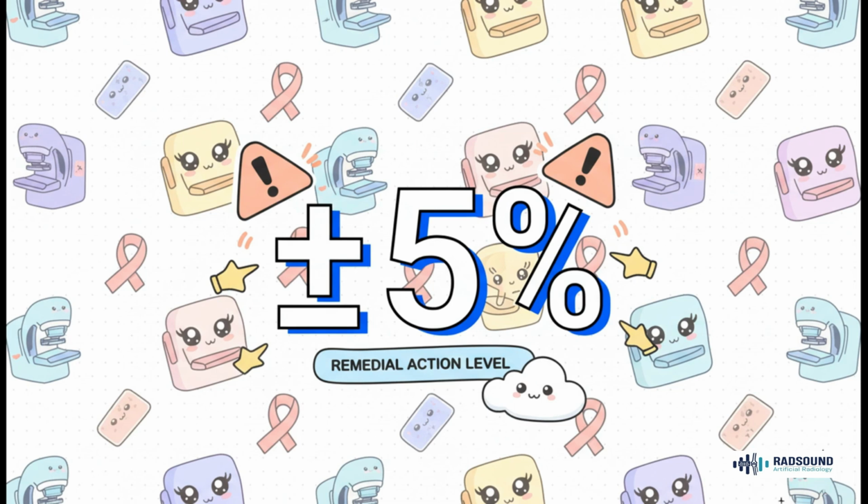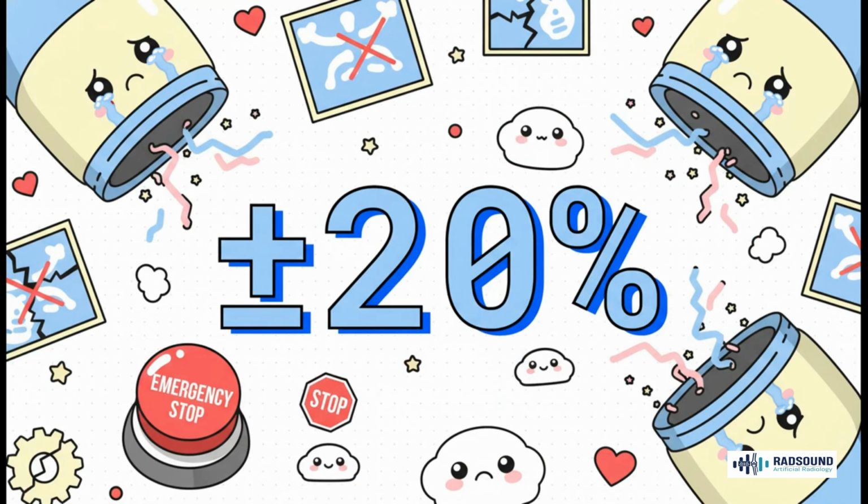At the low energies we use in mammo, anything more than that isn't just, "that's weird." It's an immediate trigger for an investigation. This is your first warning sign. Now, here is the hard stop. This is the line in the sand. A 20% drift in tube output from that original baseline, that's a suspension-level failure. It means the machine is unfit for clinical use, and it gets taken out of service, period.